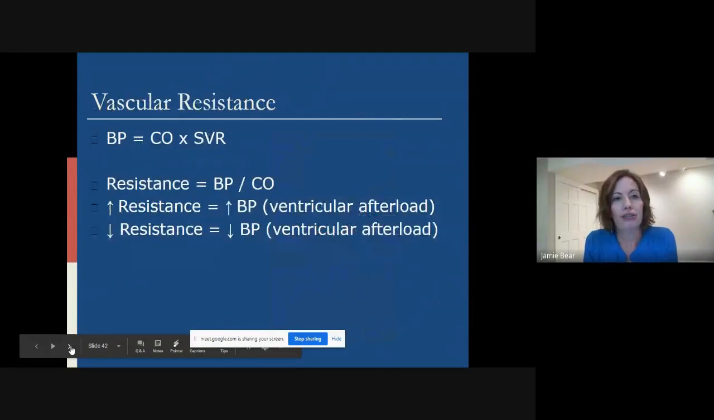And then vascular resistance, once again, has a major effect on the blood pressure. So if we have more resistance, we'll have to have a greater blood pressure to overcome that ventricular afterload, and vice versa. If we have a lower resistance, we'll have a lower blood pressure. And once again, usually it's the plaque buildup in our blood vessels that cause this extra resistance.